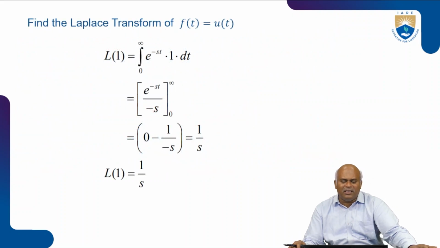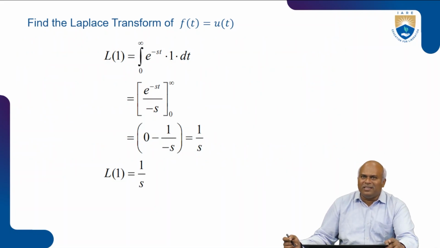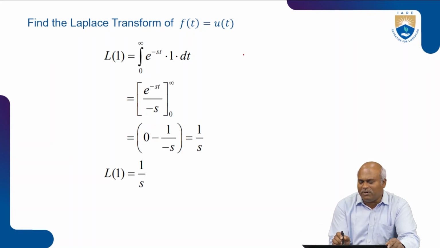Then we go for some examples of the Laplace transform. Now I take the signal f of t equal to u of t. Find the Laplace transform. Now u of t, we know the values. What is u of t? U of t is the unit step signal in the continuous case. So that is equal to 1 when t is greater than or equal to 0, 0 otherwise.